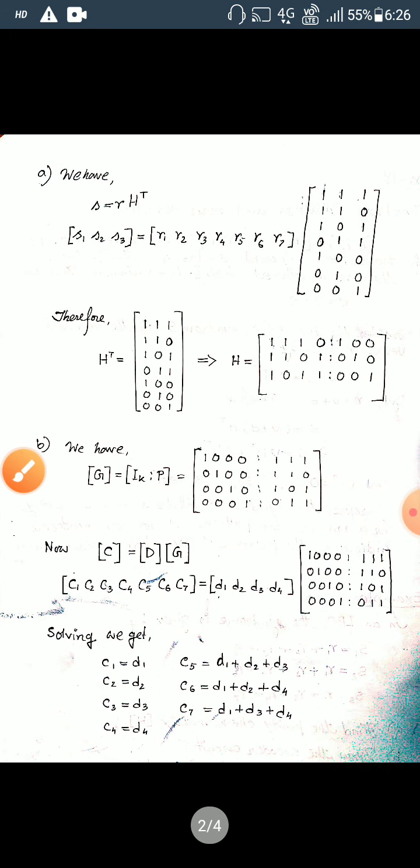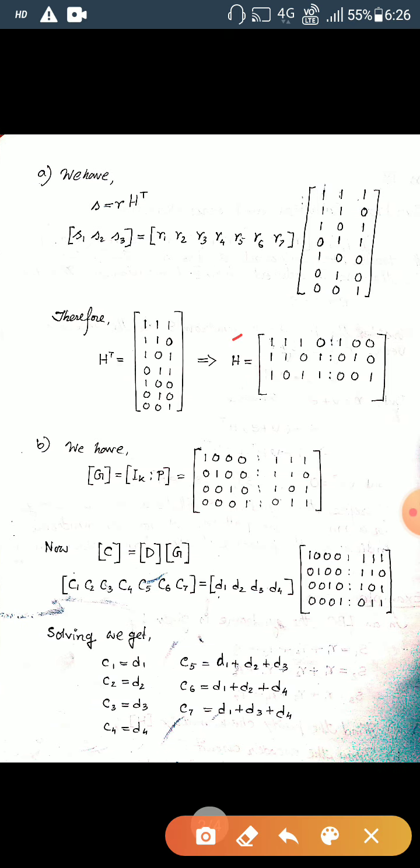How can you get this one? If you are able to know the value of H, we know that H is written in the form of P transpose followed by I, or it may be written in the form of I followed by P transpose. So you have to initially check which form you got here, that is, P transpose with the identity matrix, or the identity matrix with P transpose.